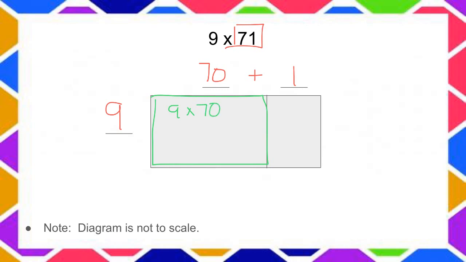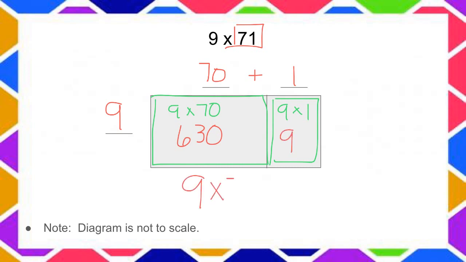Well, I know that 9 times 7 is 63, and it's a power of 10, so I can just add a 0. So this is 630. This area is a 9 by 1. That's easy. That's just 9. And so together, 9 times 71, I think will probably be 639.